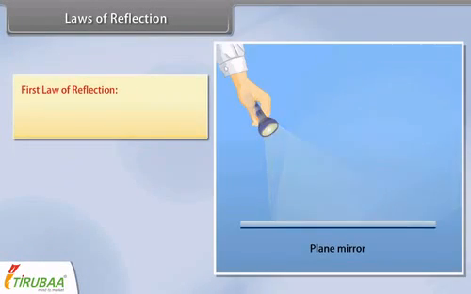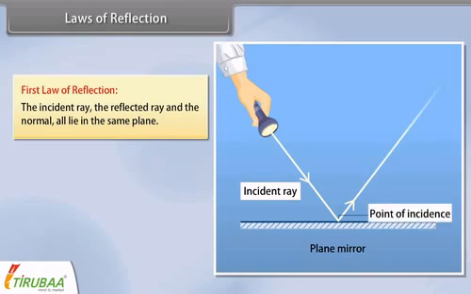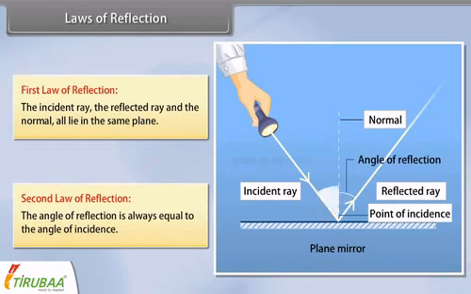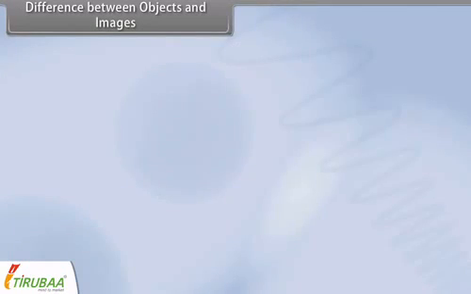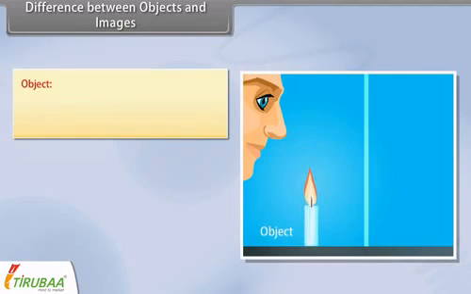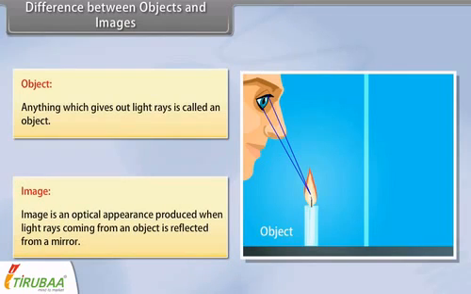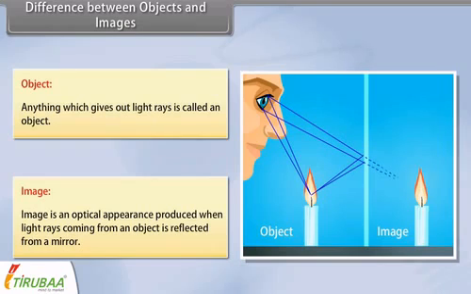First law of reflection. The incident ray, the reflected ray, and the normal all lie in the same plane. Second law of reflection. The angle of reflection is always equal to the angle of incidence. Difference between objects and images. Object. Anything which gives out light rays is called an object. Images. An image is an optical appearance produced when light rays coming from an object are reflected from a mirror.